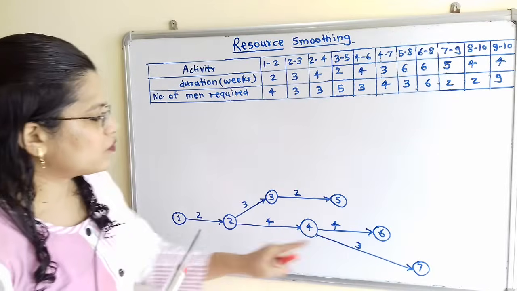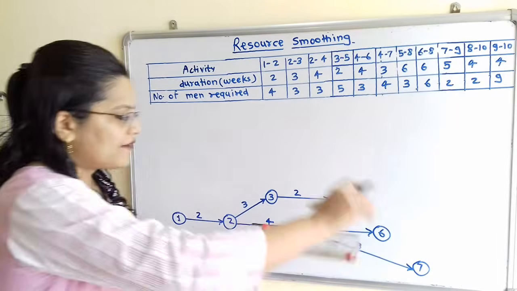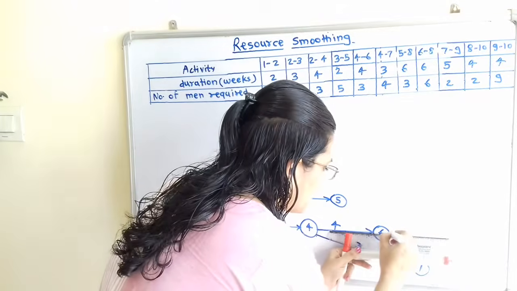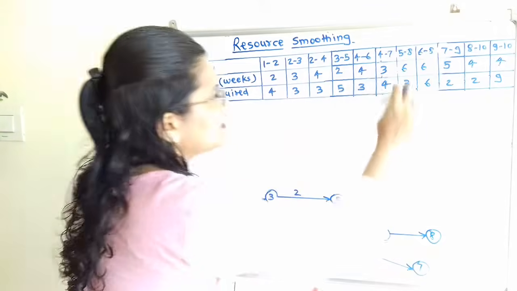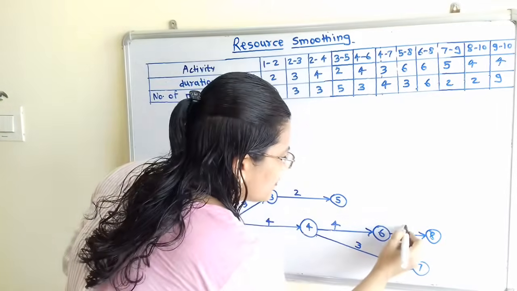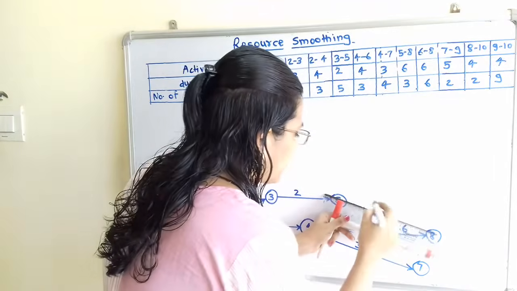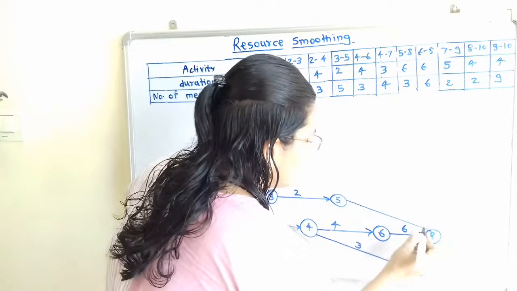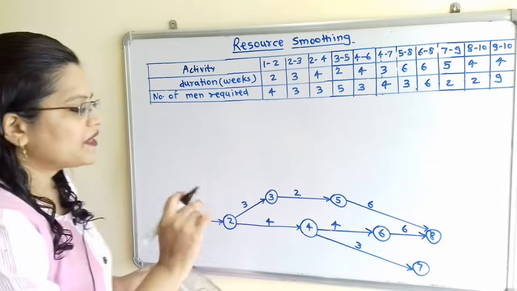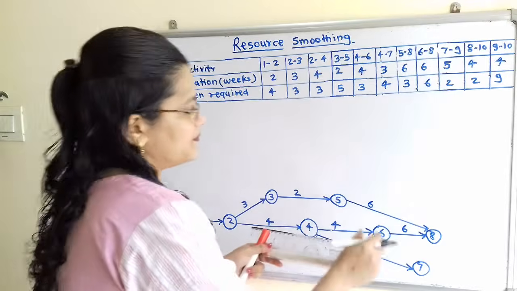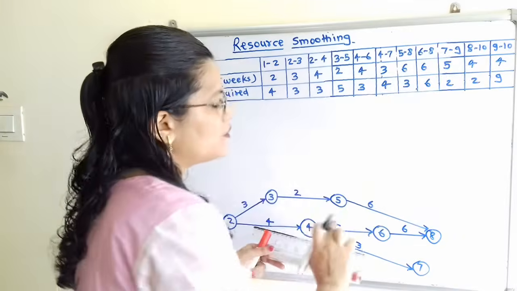Now after 4 to 7 there is 5 to 8 and 6 to 8. So I will show here 6 to 8. And for this 6 to 8 there are 6 weeks required, and we will connect 5 to 8. So for the completion of activity 5 to 8, the number of weeks required is also equal to 6. Then there is 7 to 9, and also after 7 to 9 there is 8 to 10.